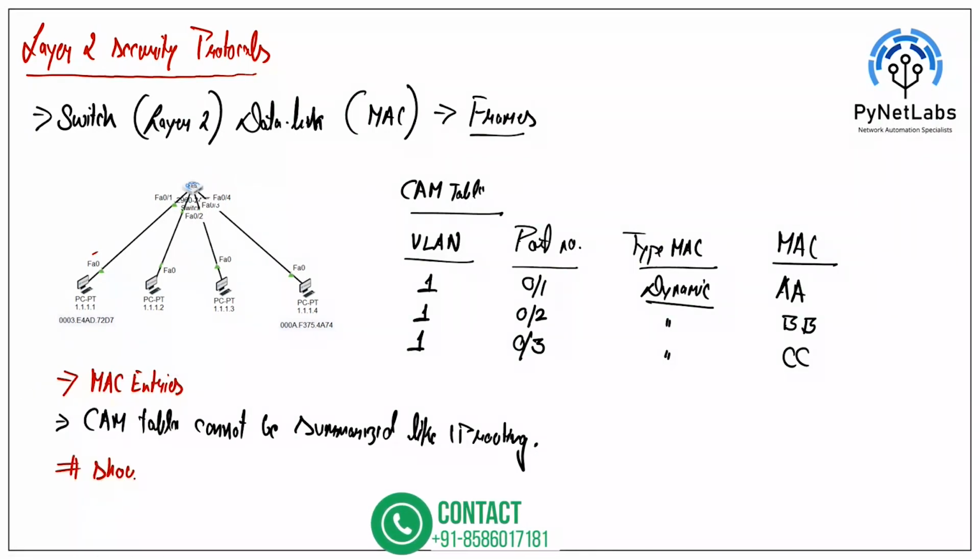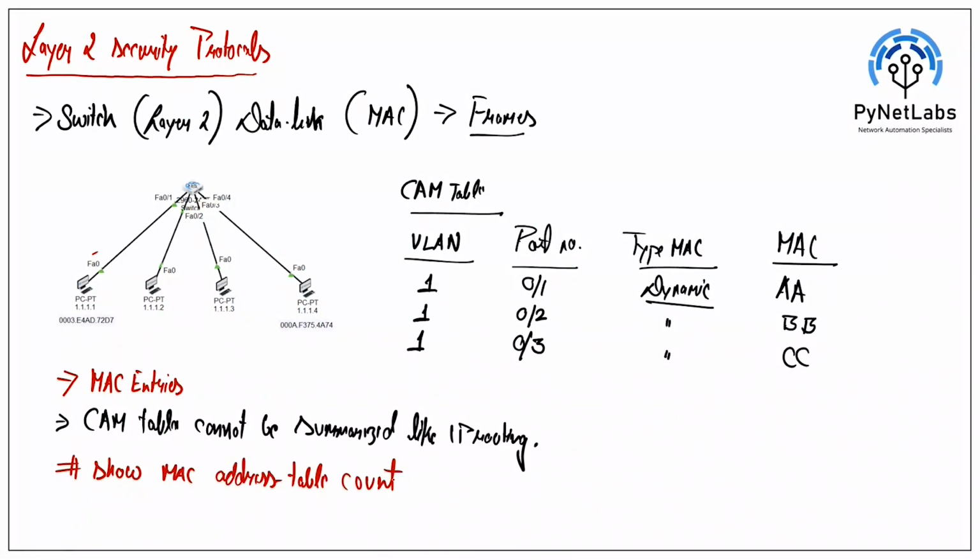The command is show MAC address table count. The keyword count you need to add afterwards. In Packet Tracer I'm not able to show you, but for sure I will show you in the EVE machine when we verify how many MAC addresses there are. With the help of this command, if you run it in a real production environment, or in EVE-NG or GNS3 simulators, it will show you the exact count of total MAC addresses your switch can store.